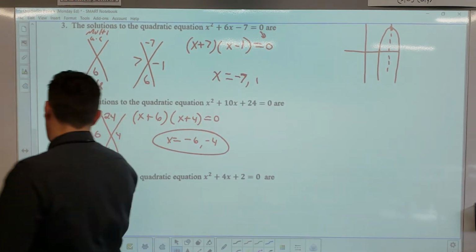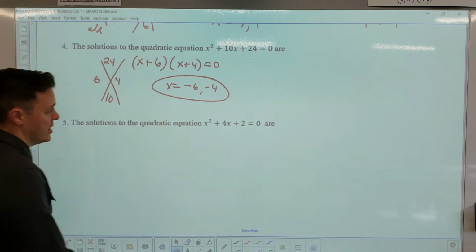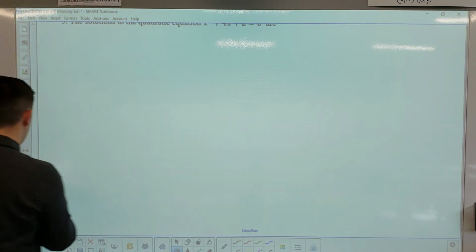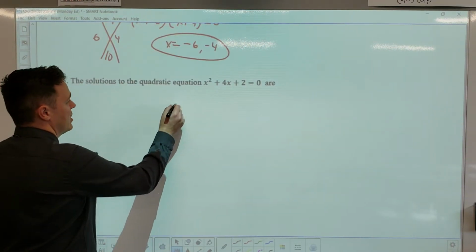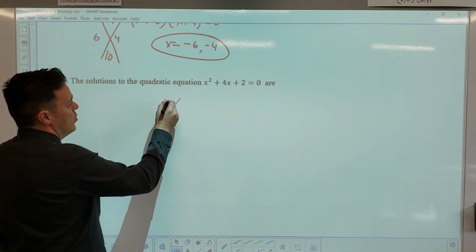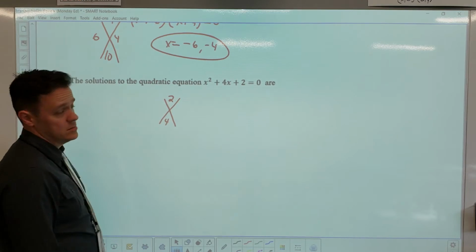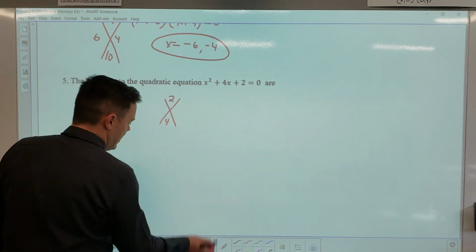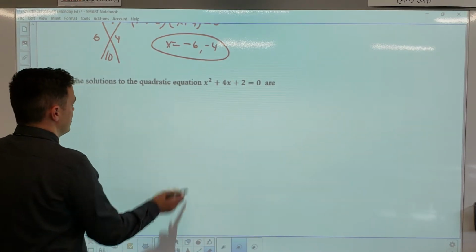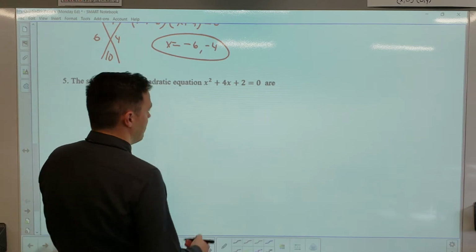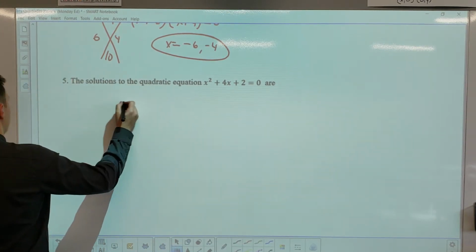Number 5. Okay? If you look at this, the problem I have is, can I do a simple factoring? What numbers here would multiply to make 2, and when you add them, make 4? It's not going to work, okay? That equation is not going to work because it's not going to be a whole number, so we have to use the quadratic formula, okay?